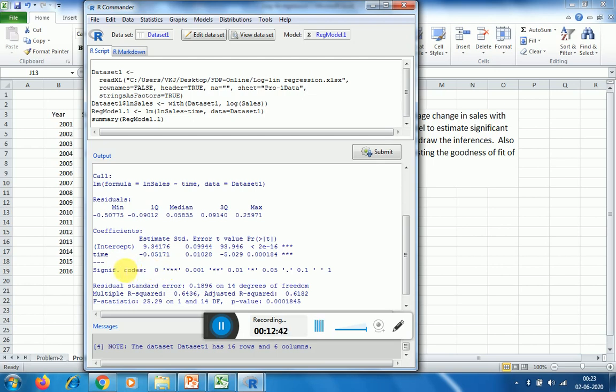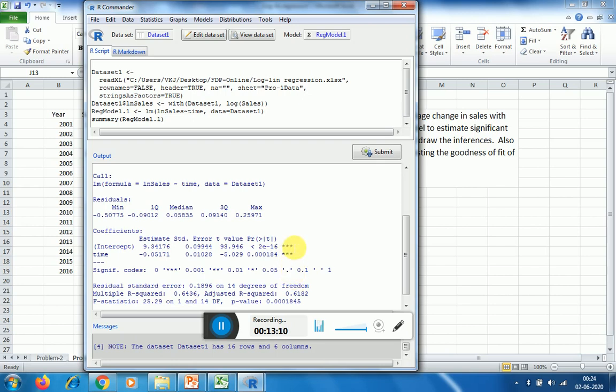So time is not logarithmic, but sales are logarithmic. So time is in absolute terms, sales is in relative terms. So 1 unit change in time leads to 5.17% decline in sales. That means the sales is showing the declining trend. This is what we can interpret on the basis of this particular output that we have obtained.